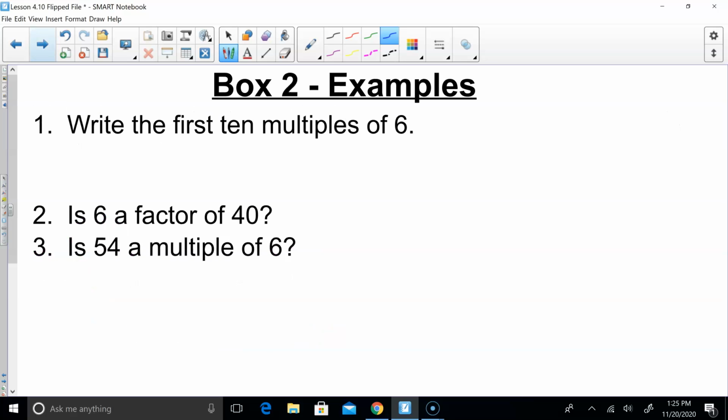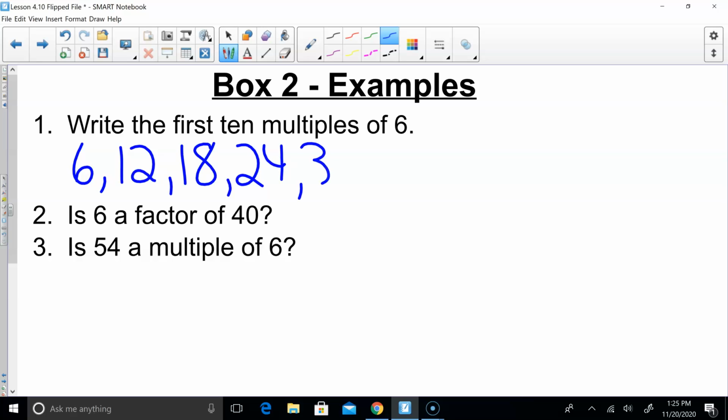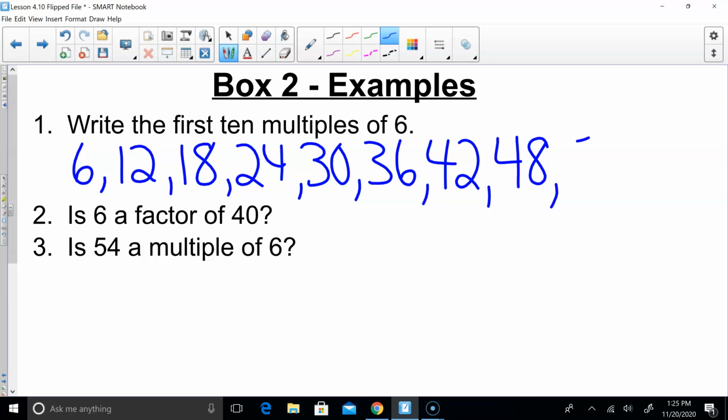So write the first 10 multiples of 6. Start with the first one. 6 times 1 is 6. 6 times 2 is 12. 6 times 3 is 18. 6 times 4 is 24. 6 times 5 is 30. 6 times 6 is 36. 6 times 7 is 42. 6 times 8 is 48. 6 times 9 is 54. And 6 times 10 is 60.